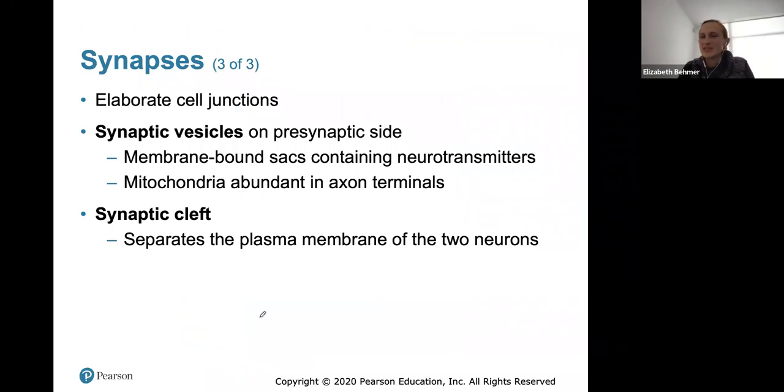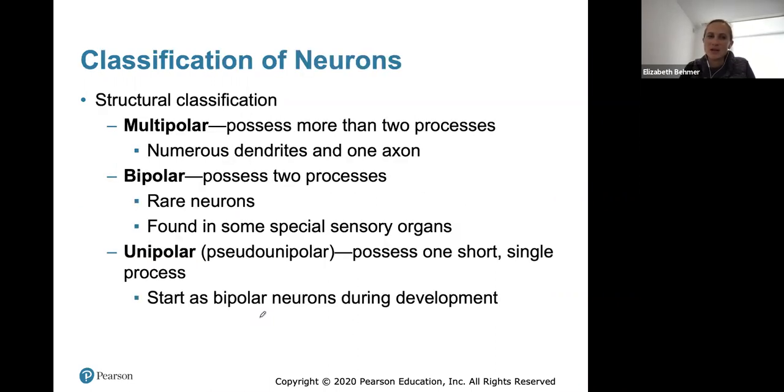A synapse then is just a very elaborate cell junction. Synaptic vesicles are on the presynaptic side. Membrane-bound sacs will contain neurotransmitters. Mitochondria are very abundant in the axon terminals, and then the synaptic cleft is just the space that separates the plasma membrane of the two neurons.